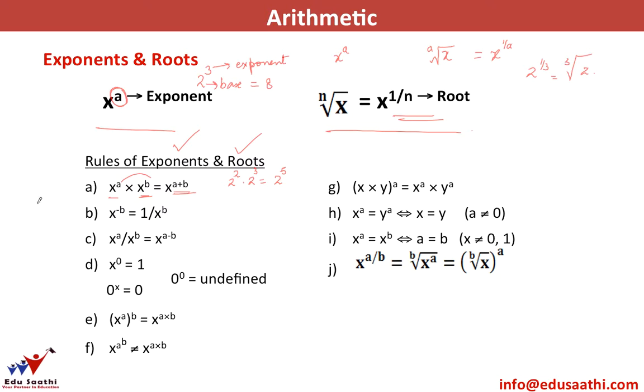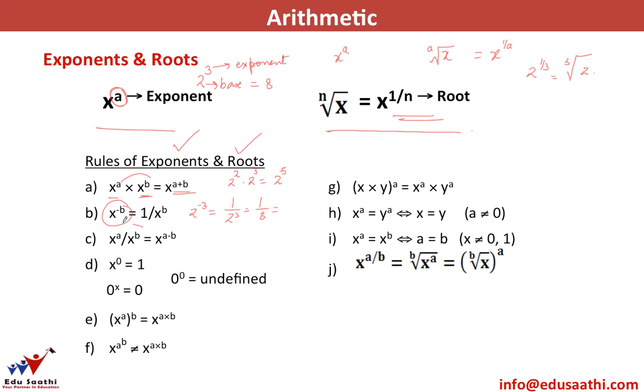And if you have x raised to power minus b, if you have a negative power, that negative power can be made positive if you bring the entire thing into the denominator. So if you have 2 to the power minus 3, it could be written as 1 over 2 cube, which is what? 1 by 8. So this is how you can write it.